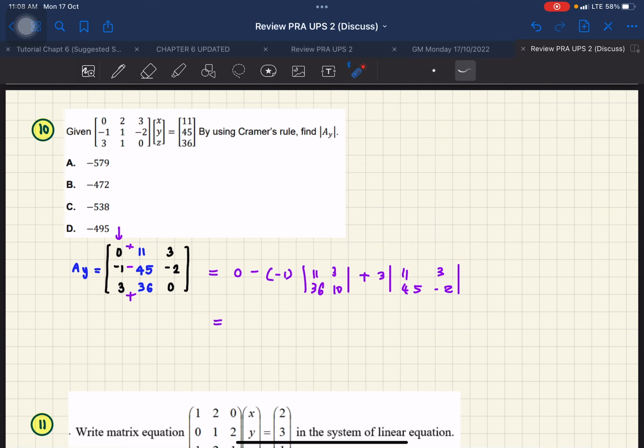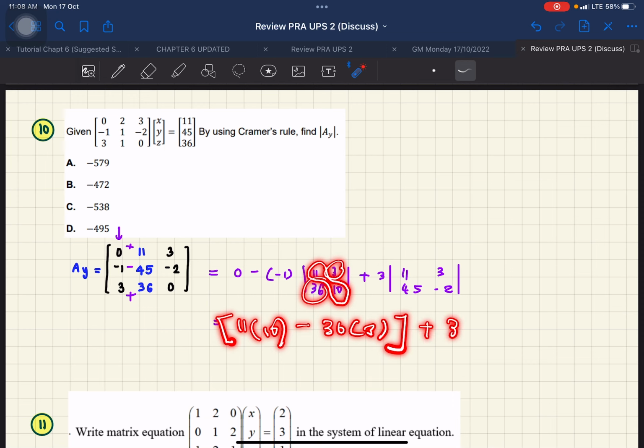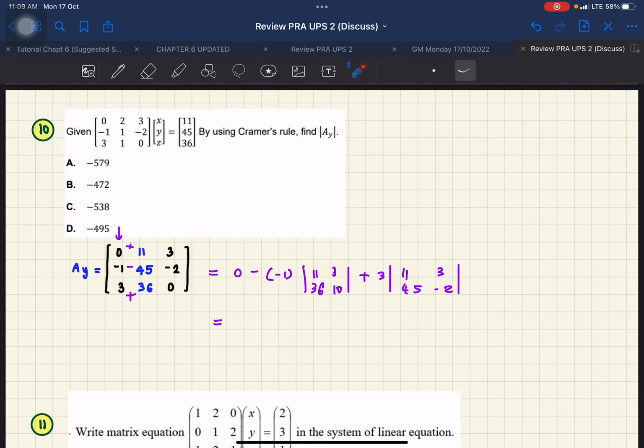Okay, so tak perlu dah sebab satu je. And then, awak masukkan dalam kalkulator, awak ada 11 kali 10, tolakkan dengan 36 darab 3. So, masuk dalam kalkulator terus. Tak payah nak tulis pun sebenarnya. And then, pluskan dengan 3, buat bracket lagi. So, 11 darab negative 2, and then minus with 45 times 3. Okay, so settle. Terus masuk kalkulator. Tekan dapat jawapan. So, your answer for this one is negative 579.